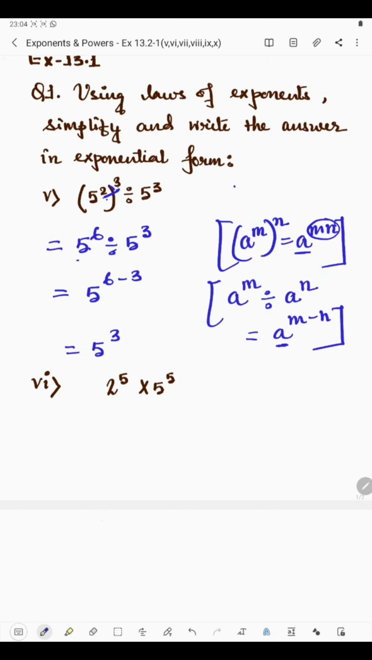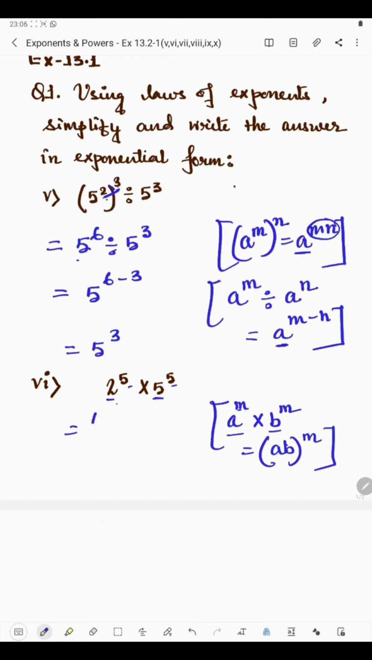Now in sixth part we have 2 raised to the power 5 multiplied by 5 raised to the power 5. Here we have two different base but the power is same, which is 5, okay? So according to the law, when there is different base but the power is same, then we can multiply the base, but we will have to put the bracket here. So we will multiply the base, means a into b is ab. Since both have power m, so we will write m one time, okay?